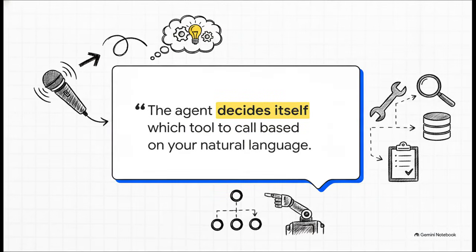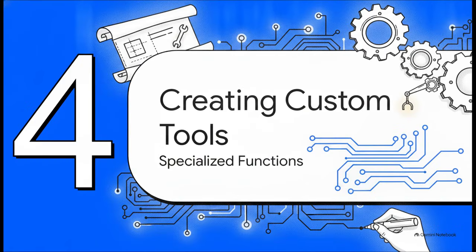But honestly, the real magic here is the automation. You don't have to sit there and manually tell the AI exactly how to execute these tools. The agent is smart enough to autonomously figure out which tool to use just by reading your natural language prompt. It looks at your request, extracts the necessary data, maps it perfectly to the tool's parameters, and fires it off entirely on its own. Which brings us nicely to Section 4, creating custom tools and building specialized functions.